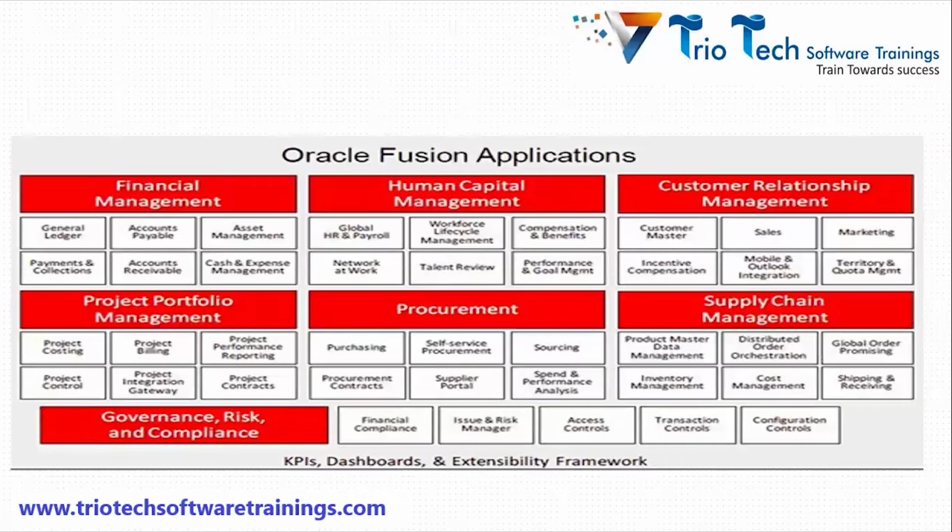Moving on. Now, this is again a framework of all the Fusion applications that cater to the different areas of business management and process: financial management, human capital management, customer relationship management, all the things we understood earlier. For each of these, you will see the exact names of the applications. Example: in financial management, there is the general ledger application, accounts payable application, asset management application. I'll explain what this is all about.